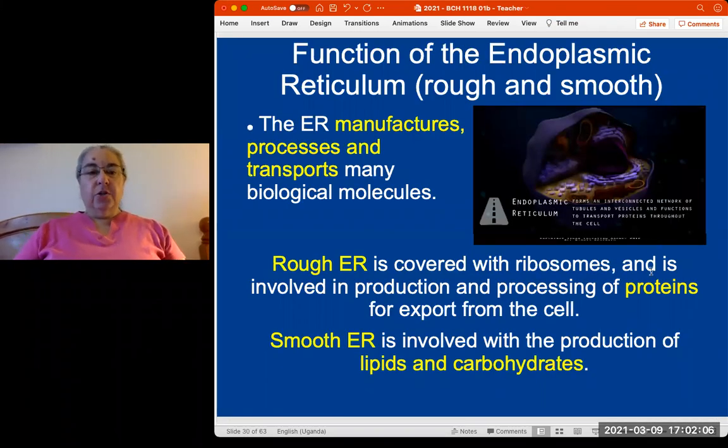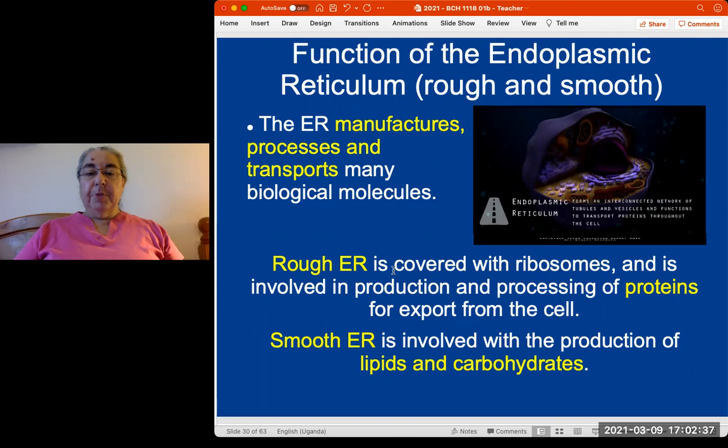Okay, so the next structure is the endoplasmic reticulum. Endoplasmic reticulum is described in two ways, rough and smooth endoplasmic reticulum. And the endoplasmic reticulum, or ER, has the function of manufacturing, processing and transporting many biological molecules.